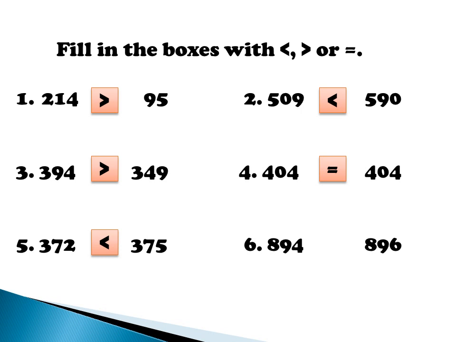Now let's see number 6, 894, 896. Which number is greatest? Let's see the hundreds place. Yes, again in the hundreds place both the digits are the same, that is 8. And now let's go to the tens place. Yes, again in the tens place also both the digits are the same, that is 9. Now let's go to the ones place. 4 or 6? 6. So the number 896 is the greatest number.